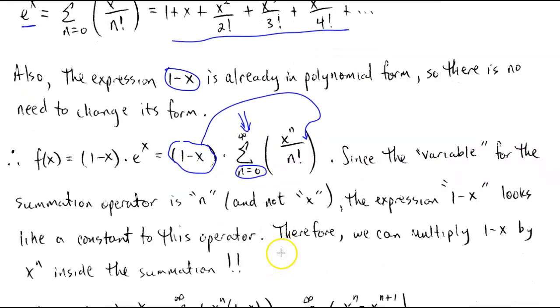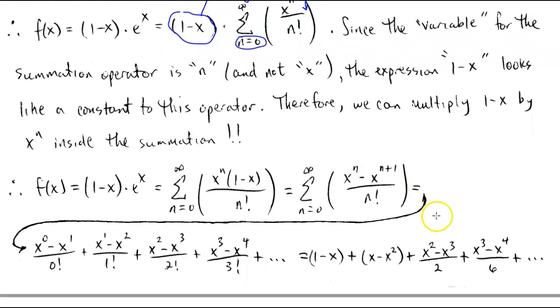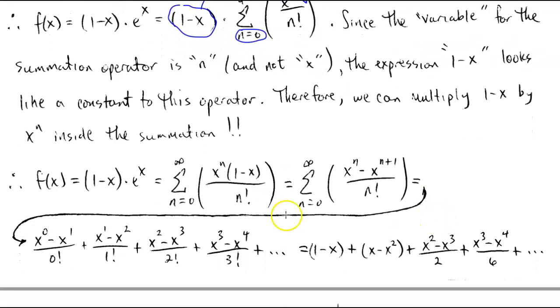Okay. So when we do that, essentially, we can just take this x raised to the n and multiply it times 1 minus x, which gives us x raised to the n minus x raised to the n plus 1 divided by n factorial within our summation. And so from there, we can just go and start plugging in values of n to see what the pattern is going to look like. And of course, once we plug that in here, we see that this is what the pattern ends up looking like for what the function 1 minus x times e to the x would look like as a power series.